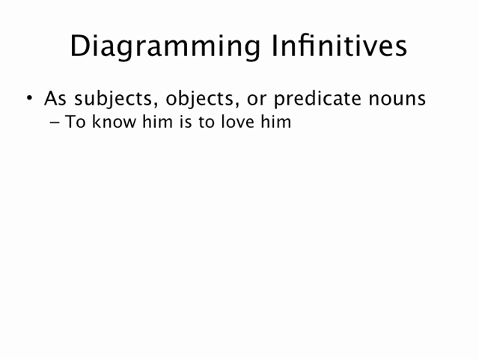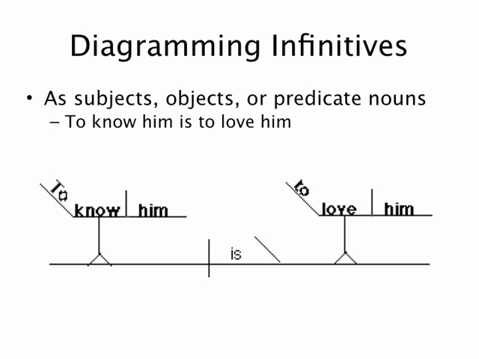So we're looking at the sentence, to know him is to love him. We have two infinitive phrases, to know him and to love him. The to know him is in the subject spot, and to love him is in the predicate noun spot. So we're going to diagram it like this. If you'll notice, they're both up on bipods, just like a gerund is, which makes sense because if you remember, a gerund is a noun as well.